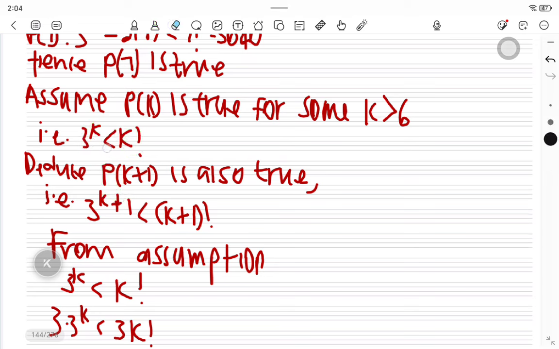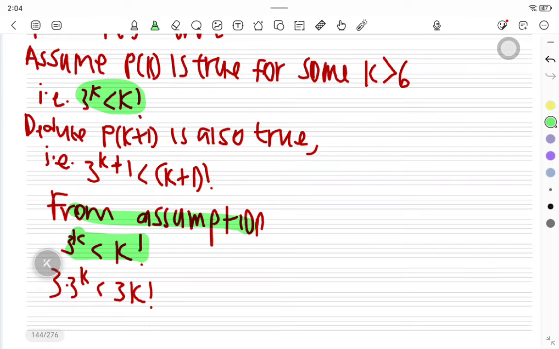Then we multiply both sides by the base. I said that the first thing you do is multiply by the base, then you're going to arrive at the left-hand side. You see, right? Then we arrive at the left-hand side.